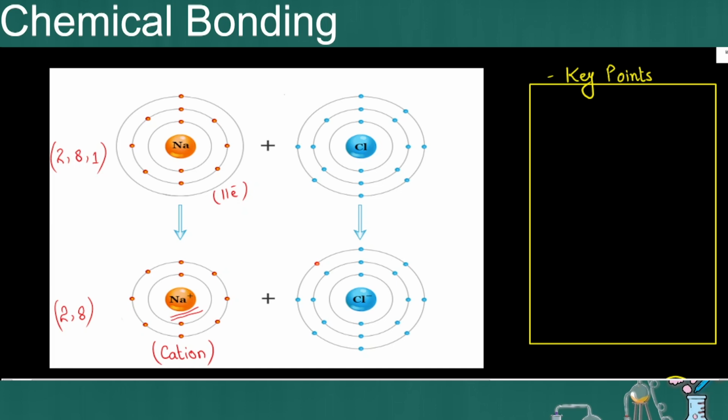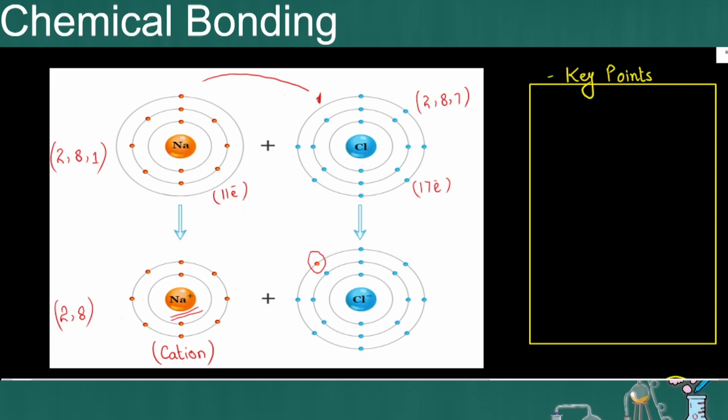Similarly, on the other side we have chlorine. Chlorine has a total of 17 electrons, meaning 2, 8 and 7. This is the electronic configuration of the chlorine atom. After gaining 1 electron from the sodium atom, this electron is donated to the chlorine atom. Okay, chlorine is accepting that electron, as you can see here.